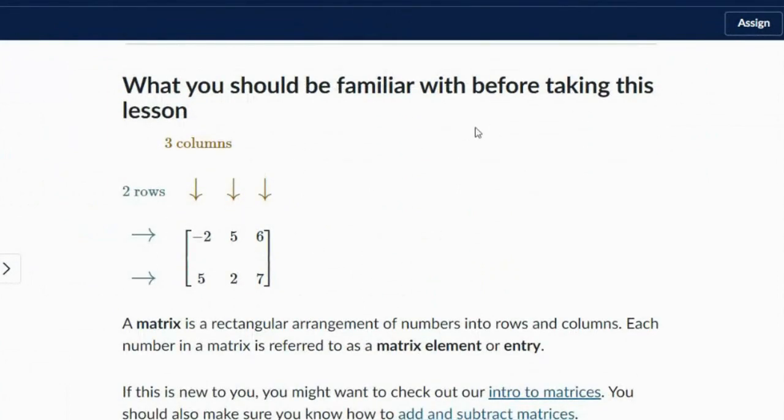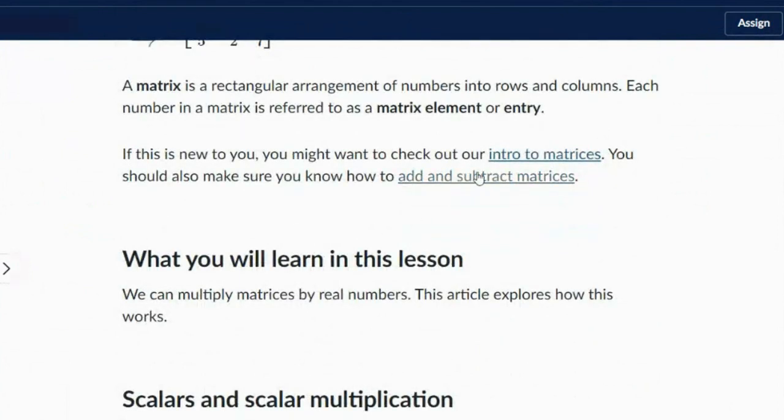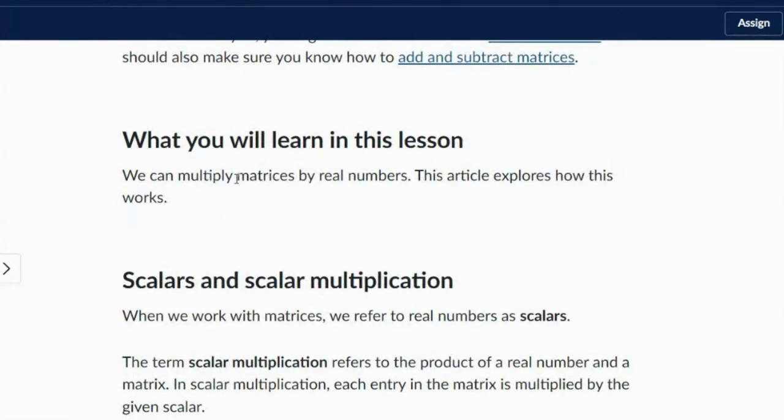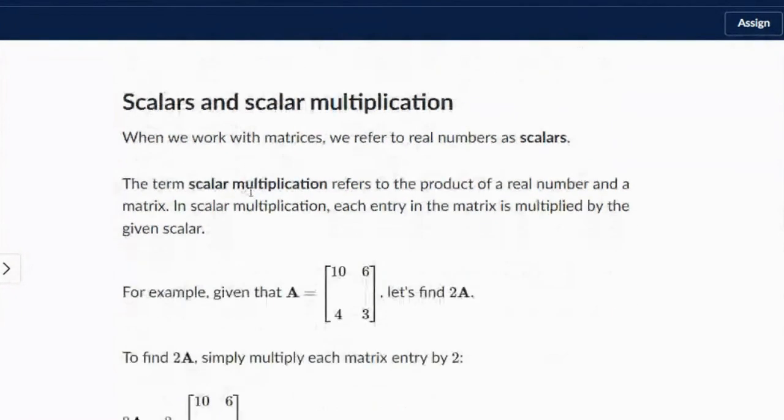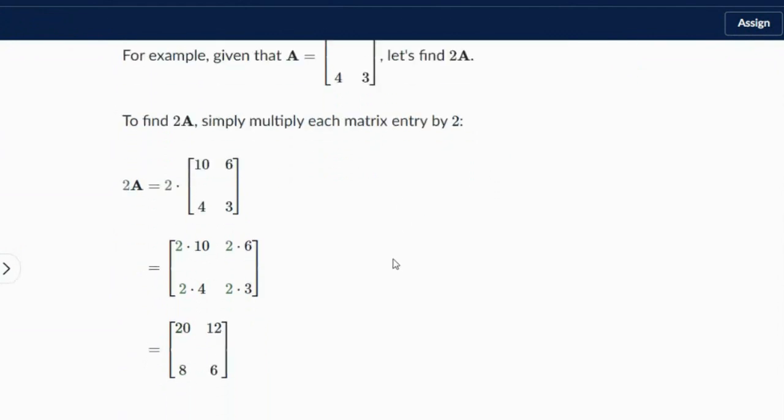All right, again, what you should be familiar with is just make sure you know what a matrix is. It reviews that every time. It says you should also know how to add and subtract matrices, which is what we looked at earlier in class. So we're going to learn about scalar multiplication, which the video just explained to us. So given that A equals 10, 6, 4, 3, let's find 2A. So all we have to do is multiply everything inside the A matrix times 2. 2 times 10, 2 times 6, 2 times 4, 2 times 3. So the 10, 6, 4, 3 becomes 20, 12, 8, 6.